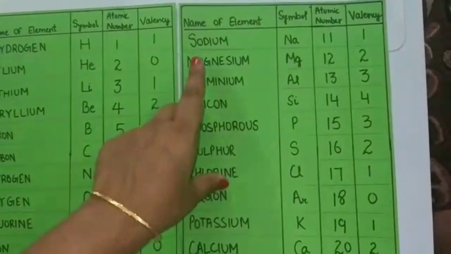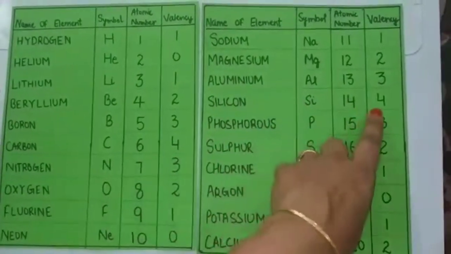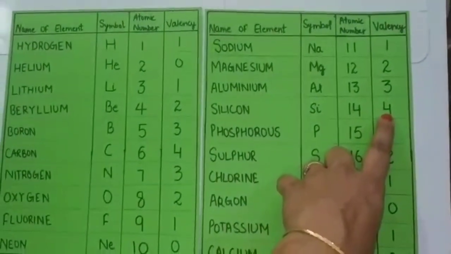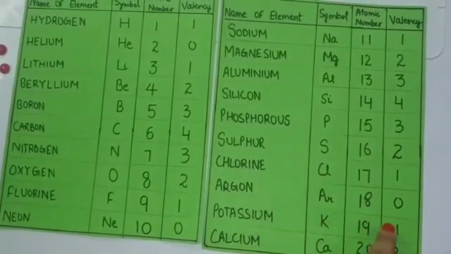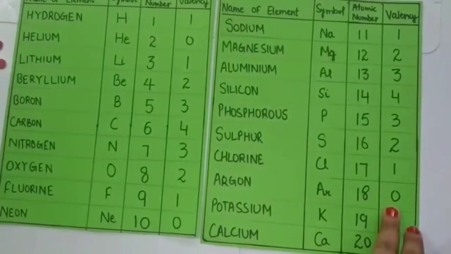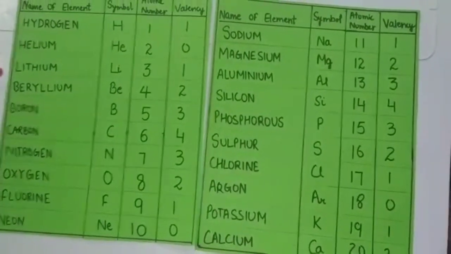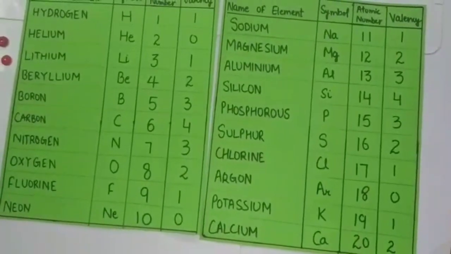Same is the case with sodium, magnesium, aluminium, silicon. Silicon has valency 4. It means that it can donate 4 electrons or it can take 4 electrons. Argon, with atomic number 18, has completed its outer octet. It cannot donate any electron or take any electron. So this is electrically neutral.